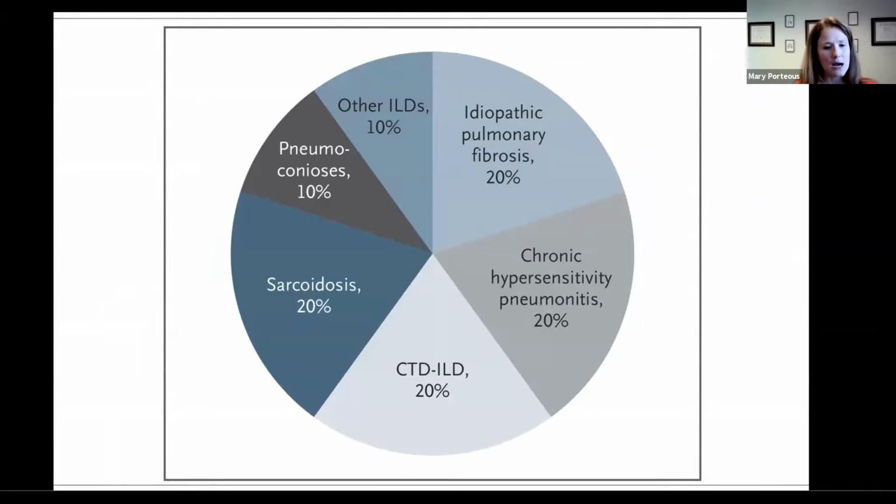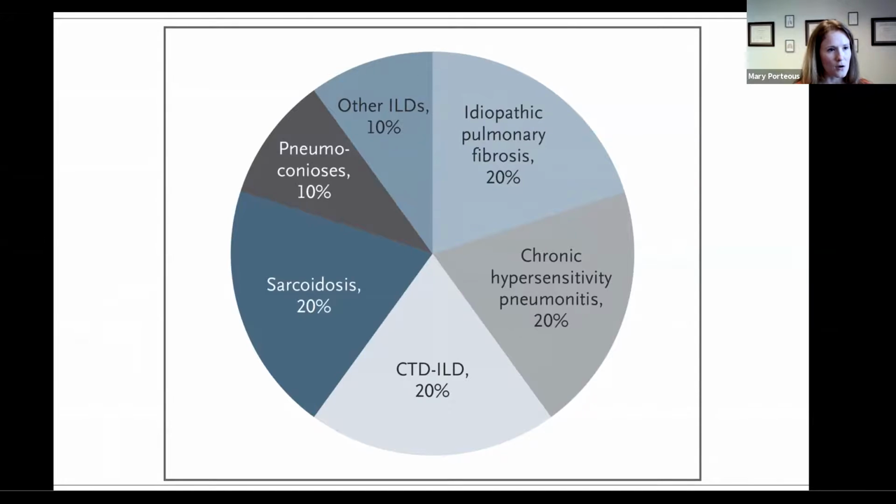So let's break it down to the more common ones that we see. By prevalence, about 20% of the cases that we see are IPF, another 20% hypersensitivity pneumonitis, another 20% connective tissue disease. 20% is a good number to remember. Sarcoid, and then pneumoconiosis, is about 10%, and the other ILDs about 10%. So you can't say, oh, I've got ILD, you're most likely to have X. It requires a little bit of work to figure out the subtype.